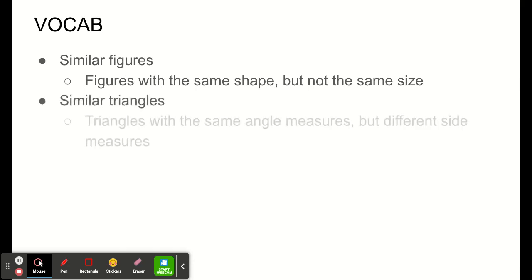So with similar triangles, the angle measures will remain the same. The triangles will have the same angle measures, but different side measures. So when we click and drag, again, we maintain those angles, but the side measures will increase or decrease.